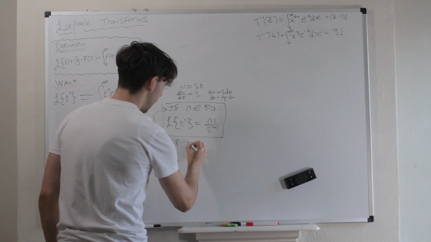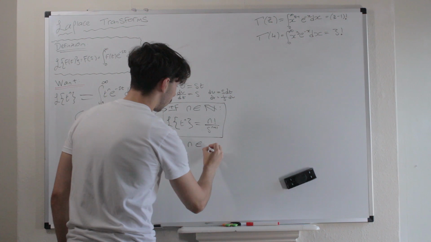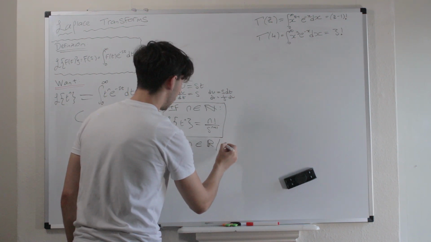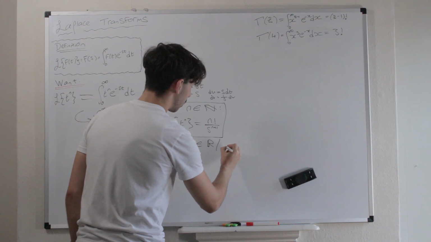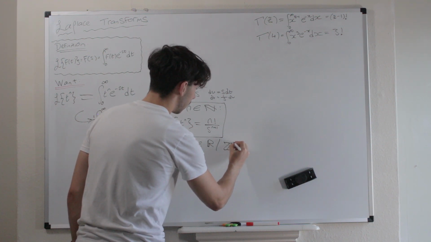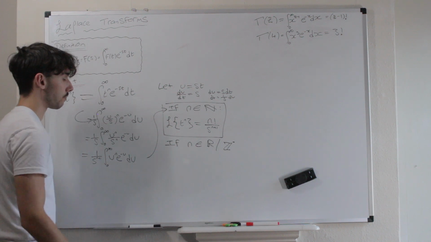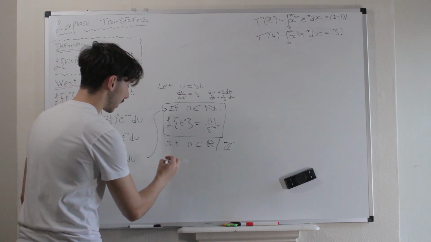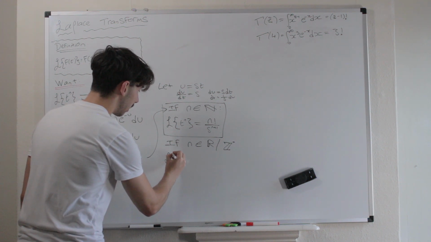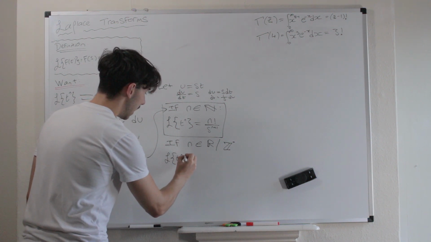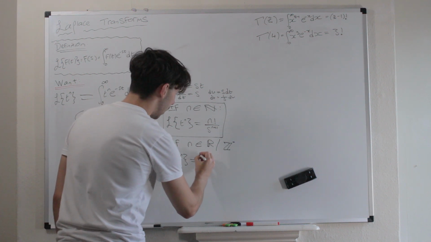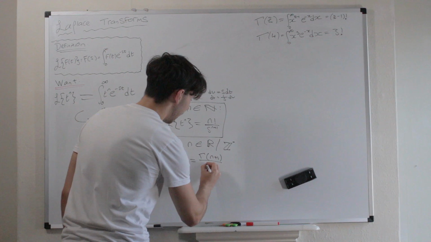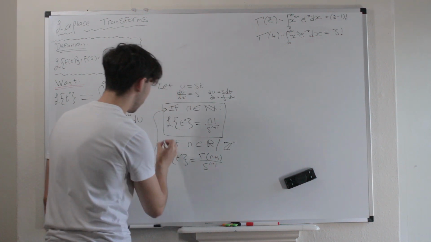If n is just any other real number, but not a negative integer. So not a negative integer. Okay, it can't be a negative integer. If that's the case, then we just consider that the Laplace transform of t to the n is, and we write it as the gamma function of n plus 1 over s to the n plus 1.